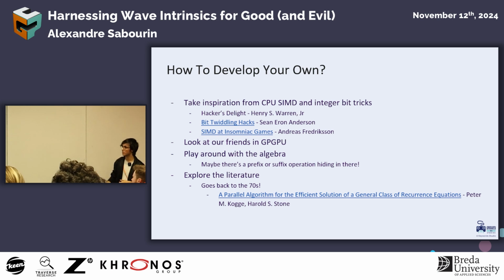Here are some spaces you can look at to develop your own algorithms. Particularly, I suggest exploring the literature. A lot of these algorithms go back to the 70s, and they're just really interesting.